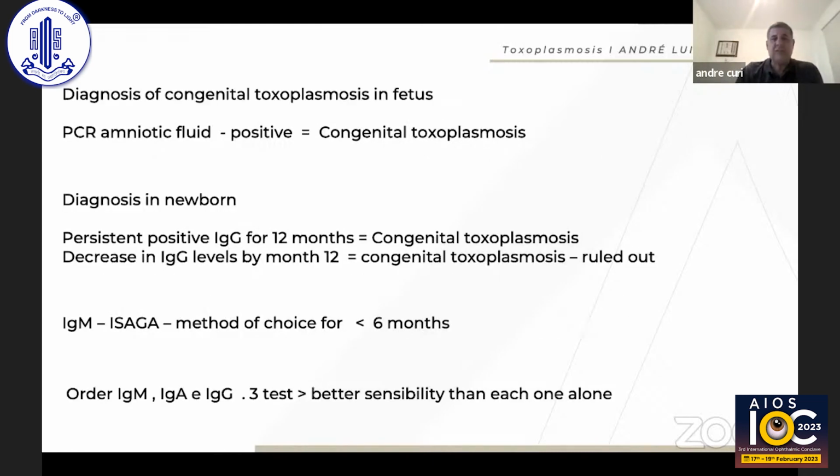So the diagnosis of congenital toxo in the fetus is based on PCR in the amniotic fluid, or after birth, you can do the IgG, or you can follow the IgG for a year.